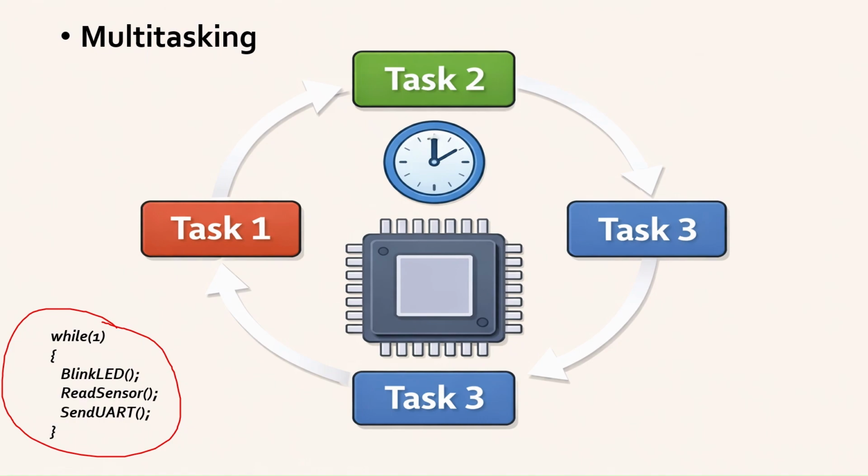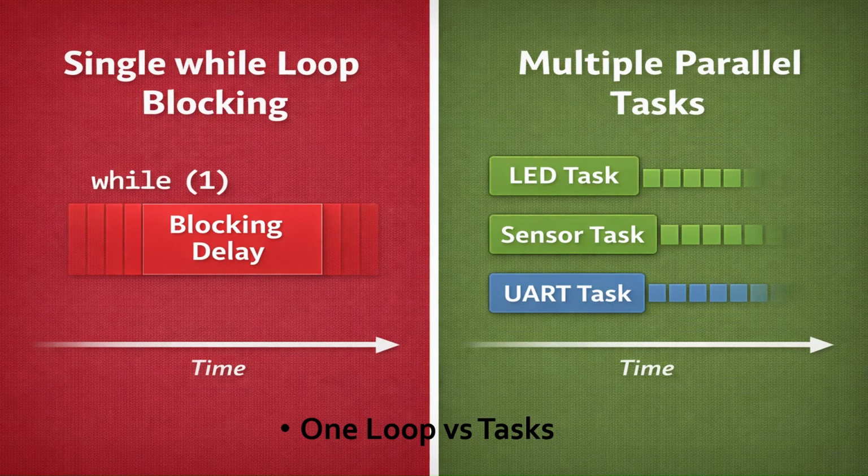So how does RTOS run multiple tasks? FreeRTOS rapidly switches between tasks. So if the LED task is executing, it will rapidly switch with the sensor task, and then with the UART task. It saves the CPU registers of task A, loads task B, runs it for a few milliseconds, then switches again. This is called context switching. This switching is triggered by a hardware timer called the SysTick timer. On every tick interrupt, the scheduler gets control.